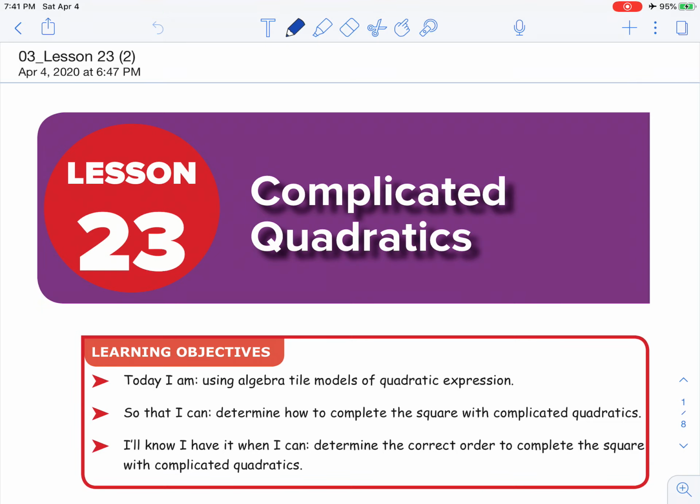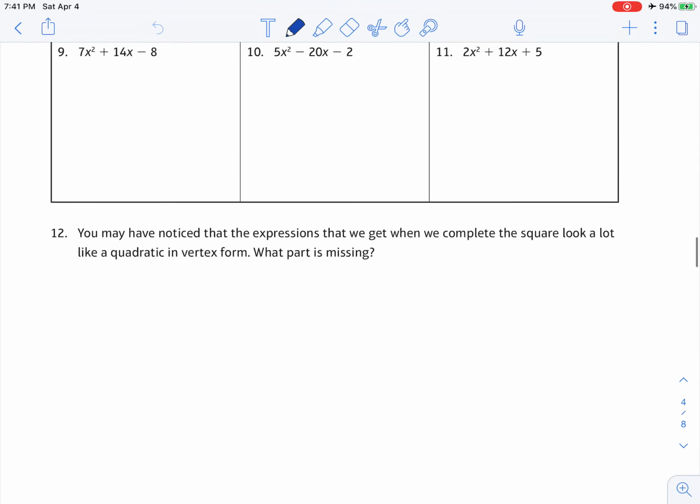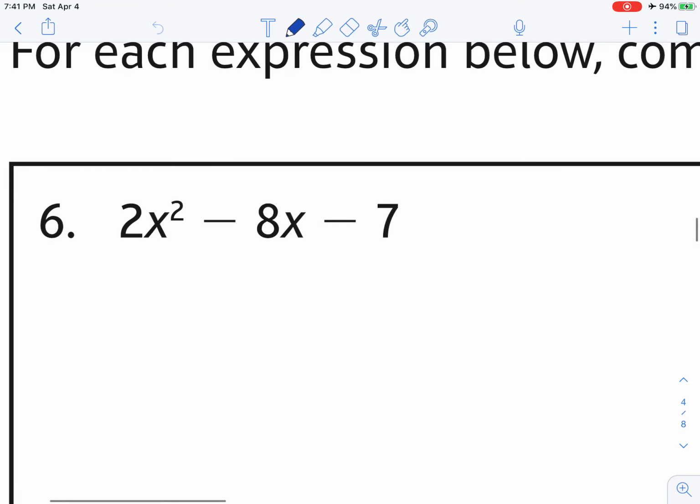Okay, so today we're doing more quadratics using completing the square, but it's going to be complicated. So we're at lesson 23. We're actually going to skip all of this and go directly to page 666. Now, all the ones that we've done so far, if you've noticed, every single one of them has a 1 for the a value. This just makes it a little more complicated, but it's not too terribly bad. So we're going to start off looking at these two right here.